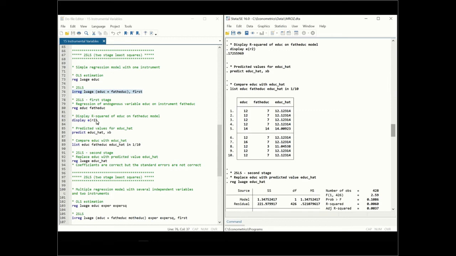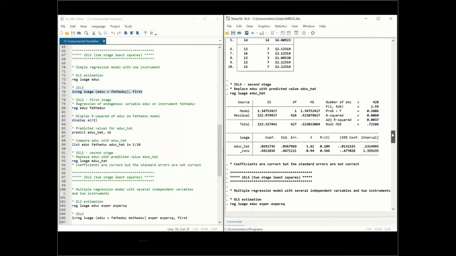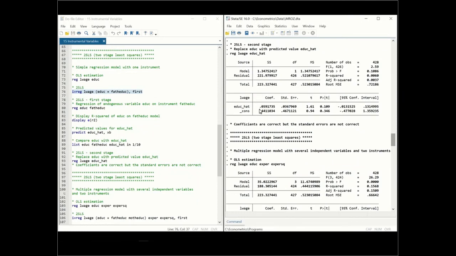Now, in order to run the second stage for the two-stage least squares, we would be replacing education with the predicted value education hat here. So notice that we have almost the original equation that we have here. However, education here is replaced with the education hat. And so this is the second stage that we're going to be running here. You see that this is the coefficient, which is the correct coefficient, but the standard errors are not correct when we are doing it the slow way like this. So that's why we need to be using this command that we have here. But I'm showing you that you can estimate these things in a slow way.